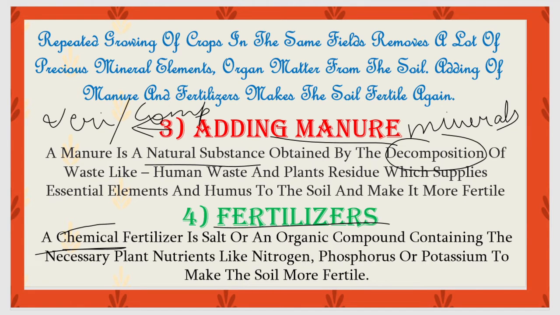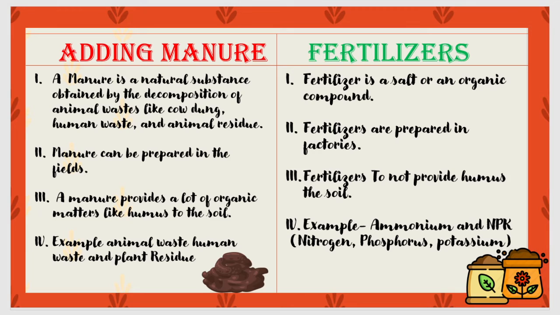Now let us come across the basic difference between both of them. Now we have the points. You can take a screenshot because this is very important from the point of view of exams. So basically the question asked is, what is the difference between manure and fertilizers? Fertilizers are salts or organic compounds, whereas manure is basically the decomposition of animal waste, cow dung, human waste and animal residue.